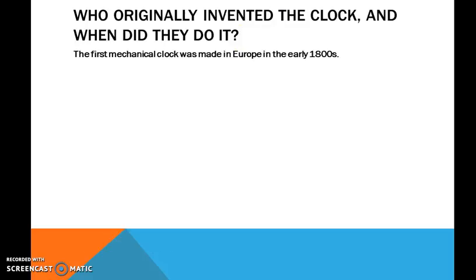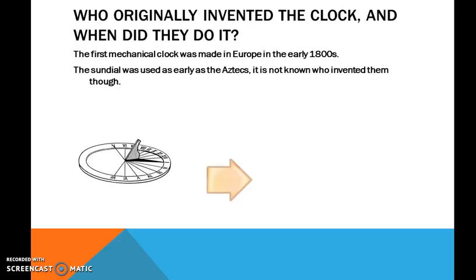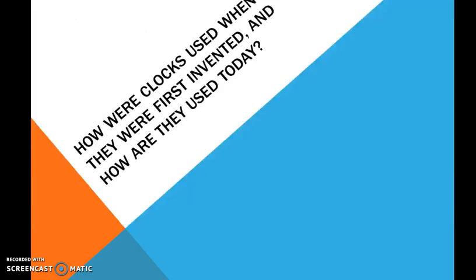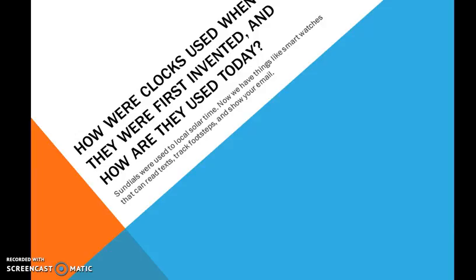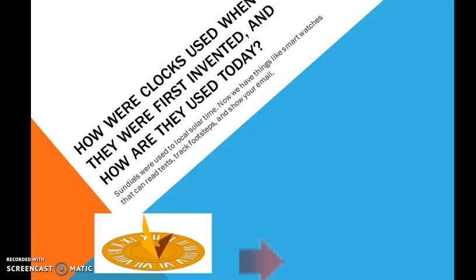Okay, the first clock was made in Europe in the early 1800s. The sundial was used as early as the Aztecs. It is not known who invented that, though. And then they've got some pictures that come in here with some animations. And then they have the second slide, and they would just continue narrating. They could read their title, and then read the text that they've put in there with the different animations. And then they have some more pictures kind of explaining the sundial as well.